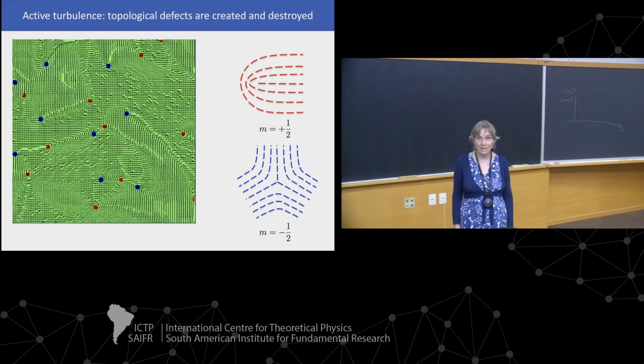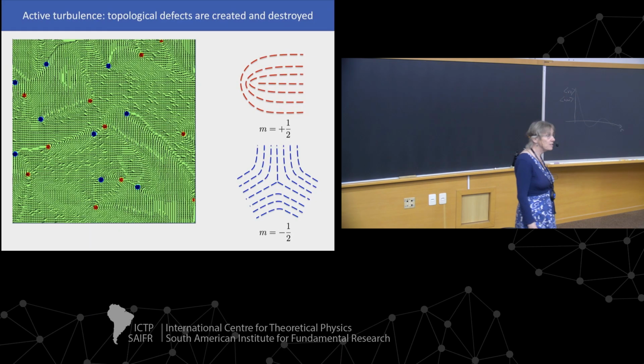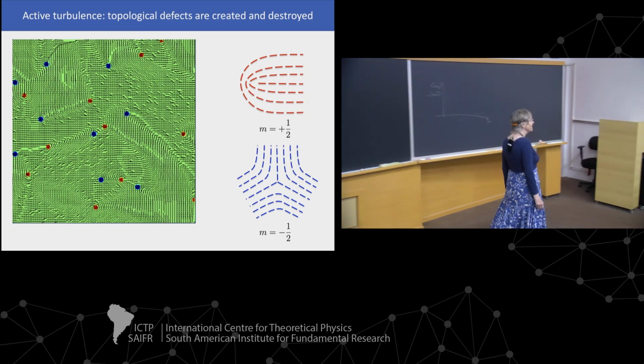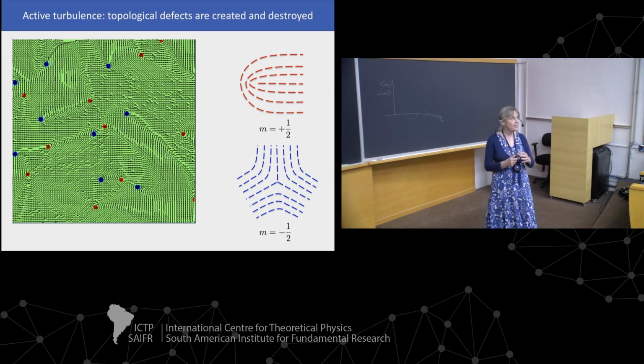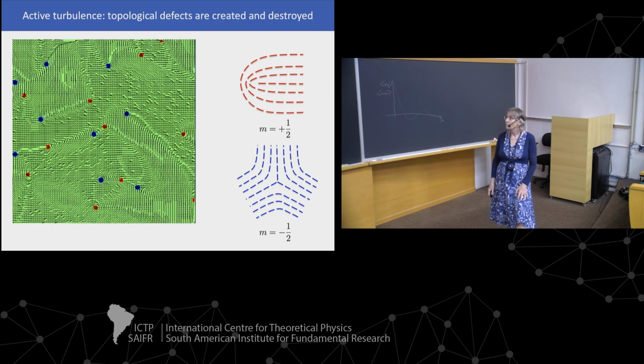Topological defects, okay? So the most obvious thing to do when you're solving these equations, when you've looked at the velocity field and the vorticity field, is to look for topological defects. You don't have long-range nematic order, but you do have short-range nematic order, and so you can identify topological defects. So we did this, okay? The red dots are +1/2 defects. The blue dots are -1/2 defects.